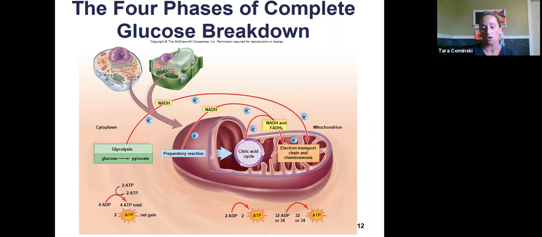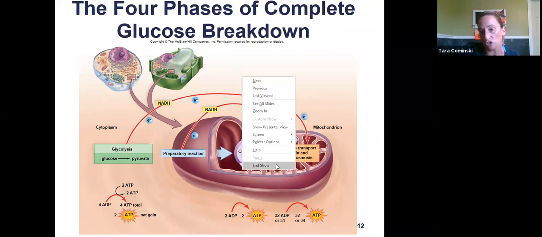But I wanted to start off with you guys just becoming a little bit familiar with these 4 phases. So we should know the 4 phases of complete glucose breakdown, or the 4 phases of cellular respiration. They are here: glycolysis, preparatory reaction, citric acid cycle, electron transport chain, okay? And like I said, the recorded lecture talks about each one of these phases in more detail. Okay, does anyone have any questions right now?